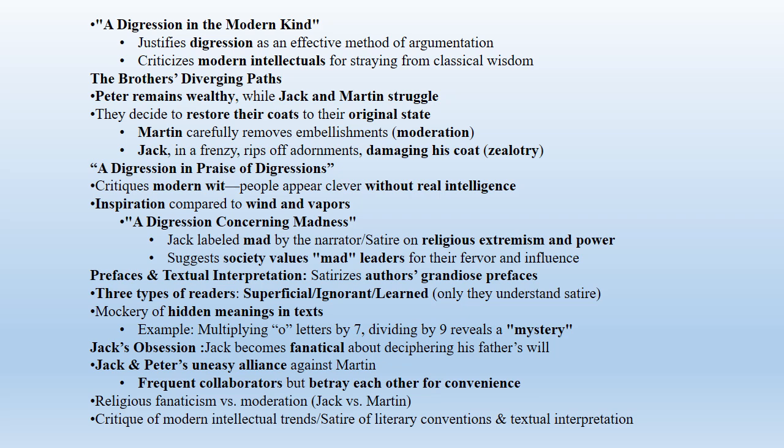Swift then includes a digression in Price of Digressions, humorously arguing that certain types of argumentation can be illuminating, particularly when running parallel to other discussions. He also critiques modern wit, offering suggestions on how to appear clever without true intelligence. Section 8 shifts focus to the concept of inspiration, comparing it to wind and vapors. This is followed by a digression concerning madness, which briefly discusses Jack, whom the narrator deems mad.